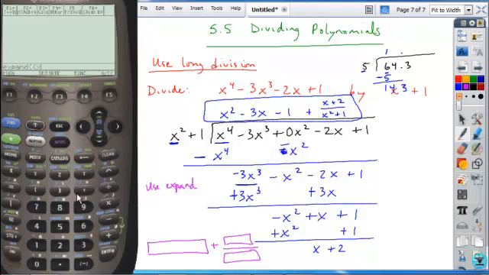So here we get x to the fourth minus 3x cubed minus 2x plus 1. Again, we didn't have to enter the 0x squared for this one. And we're going to divide this by the x squared plus 1. And we close off the entire operation for the expanding command.